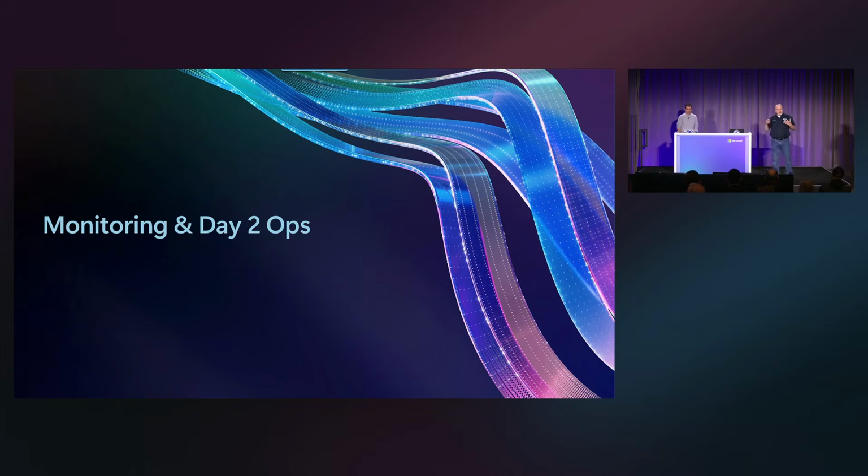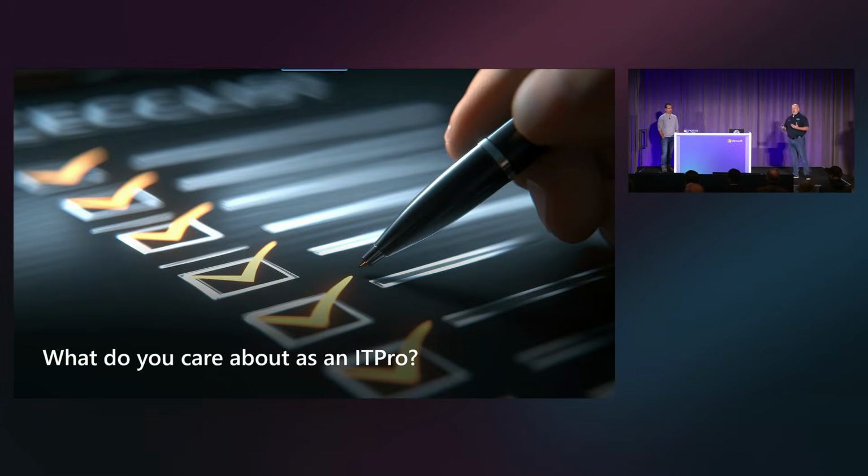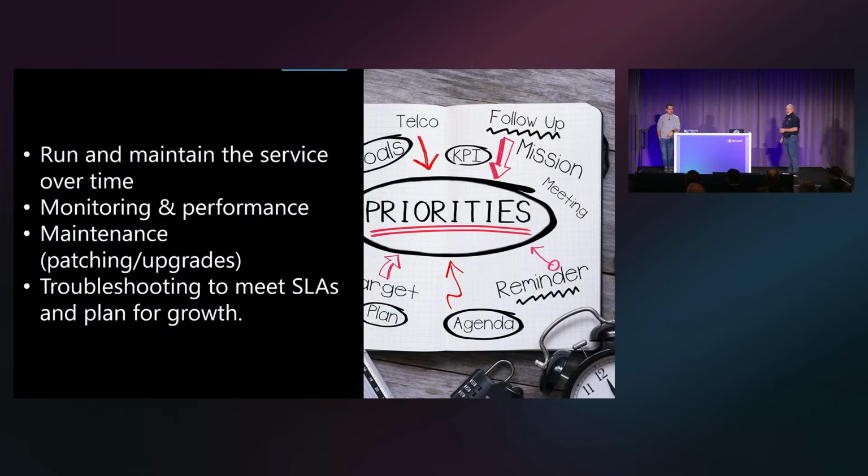So that's why, in my world, I like monitoring and day 2 ops. And what I mean by day 2 is, it's already been deployed. He's already done his stuff. Now I have to come in and manage it ongoing. So what do we really care about? What are those checkboxes that we need to tick to send to our management that says we have done due diligence, that our environment is running properly, and that we've got everything that we need? So we need to figure out our priorities to run and maintain the service over time.